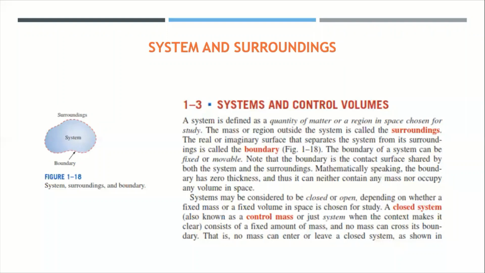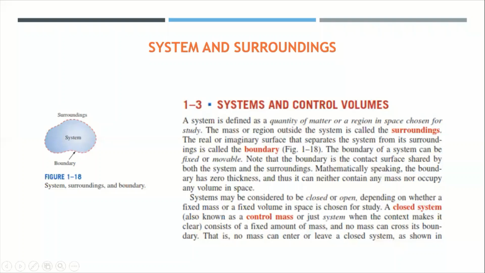Heat energy flows from the system into the system or from the system. We call it an open system. Also the mass can flow. In an open system, mass can go in and out and energy can go in and out. Energy can flow into the system, energy can flow from the system, mass can flow into the system, mass can flow from the system.